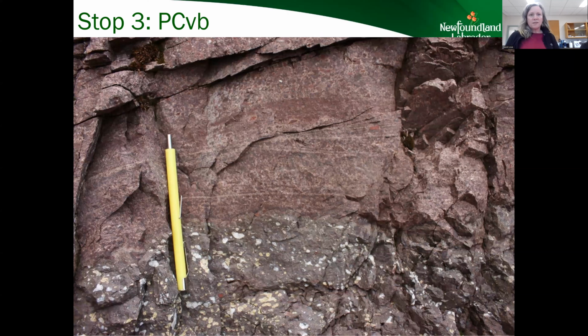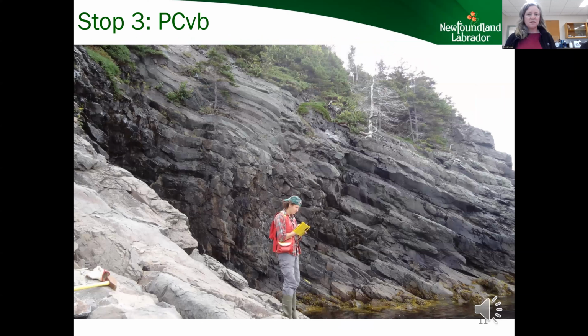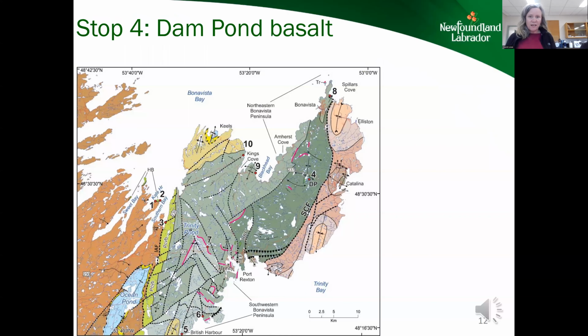So this is what some of the rocks within this dominantly bimodal unit look like. Massive to amygdaloidal basalt overlain by locally banded rhyolite and pyroclastic rocks. But there is a small component of intermediate rocks here, such as these spectacularly columnar jointed andesites here. So next we're going to move farther east to the dam pond area.